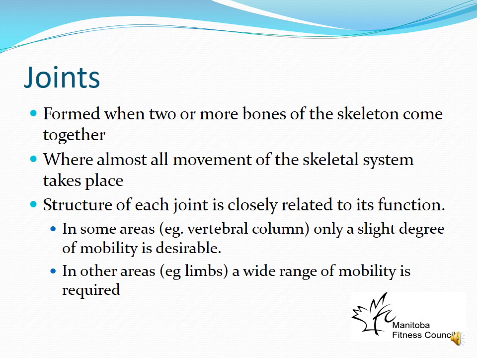Structure of each joint is closely related to its function. So some areas only have a small degree of movement. The example they give here, the vertebral column, our spine, really doesn't have very much movement. When we move through our entire spine, yes, we could generate a lot of movement. But when we really think about one vertebra at a time, there's very limited movement. Other areas, usually in our appendages, our limbs, will have a wide range of mobility. So once again, it's going to be structured and shaped for a wide range of mobility. We're going to classify our joints into 3 different types of joints.